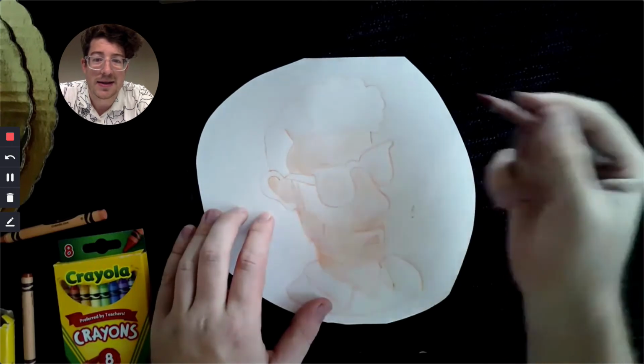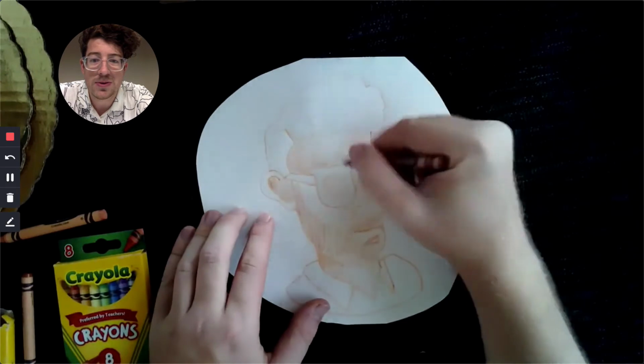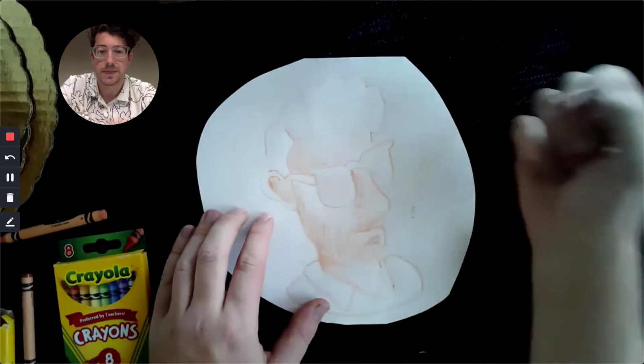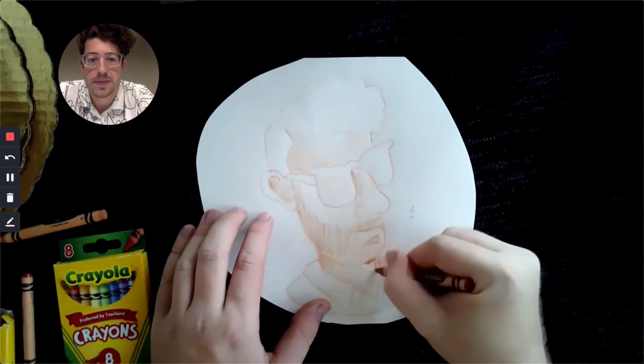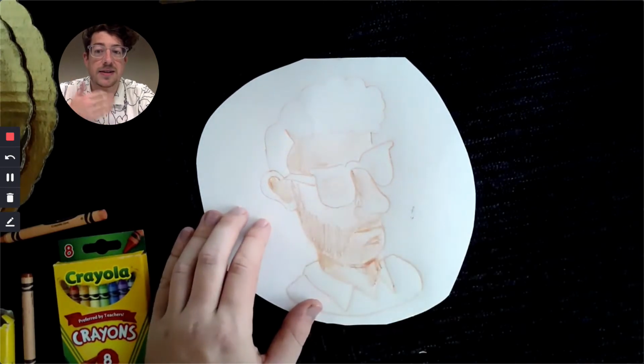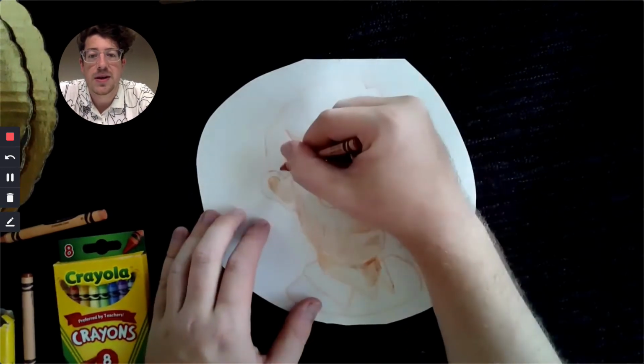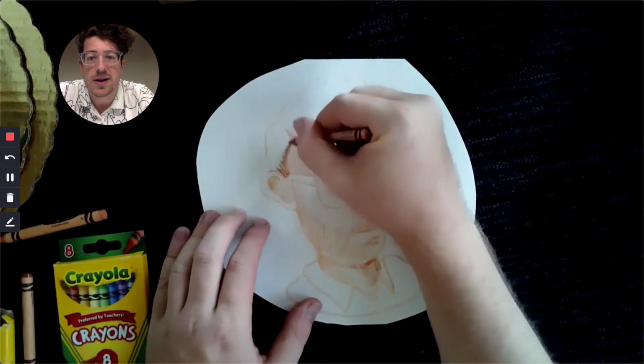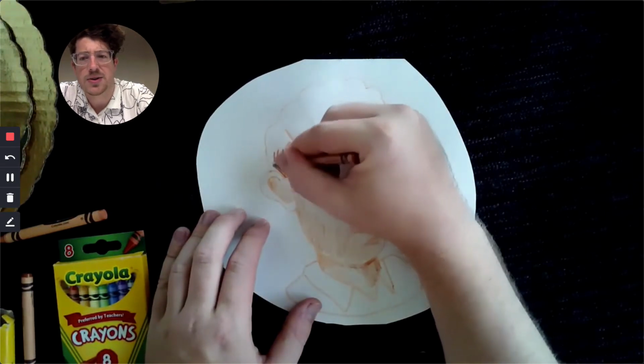Adding in some more shadows. You want to make sure underneath our chin has some shadows. And then what color is your hair? And also, what kind of style do you have in your hair?